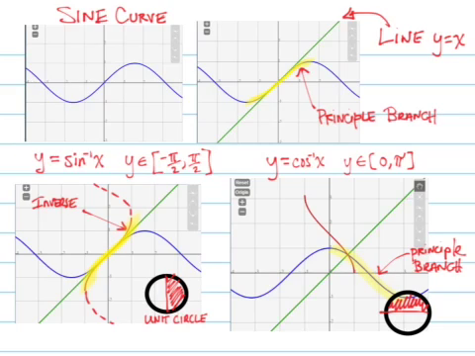Yes? Wait, so is the principal branch just the half rotation that touches the line y equals x? Not necessarily. Okay. It's a portion of the graph. That's a great question. A portion of the graph that gives us all the possible sine values or cosine values. So I could have had it over here. That would have been all the positive and all the negative. We just define it as the one that's closest to the origin.